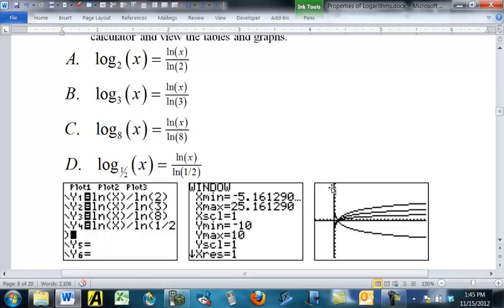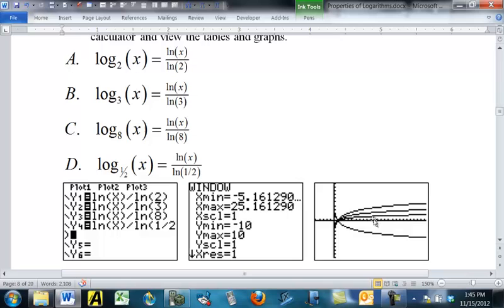The one that's decreasing and concave up, that's the base that's less than 1. All the ones with bases bigger than 1 are very similar there. The one on the top, let's see, the bigger the base, the higher it's going to be. Okay.